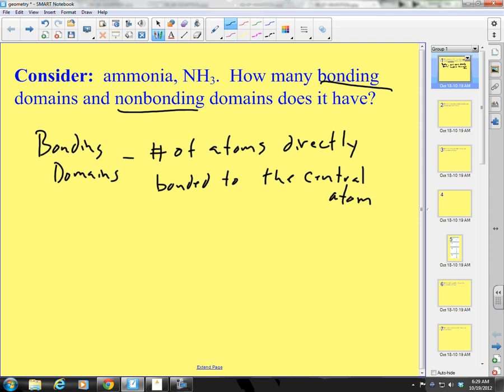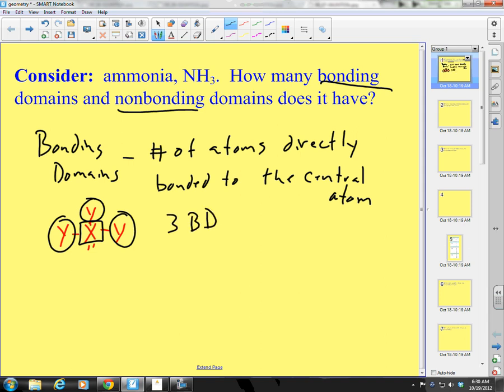Okay, and so let us think about something like X here. Let's say we have X, and I have 3 Y's bonded to that, and I have an unshared pair. So what we do is we look at our central atom, and we say how many atoms are directly bonded to it. Well, there's 1 atom, there's a second atom, there's a third atom. What about my unshared pair? Is that an atom? No. So we'd say that this has 3 bonding domains.